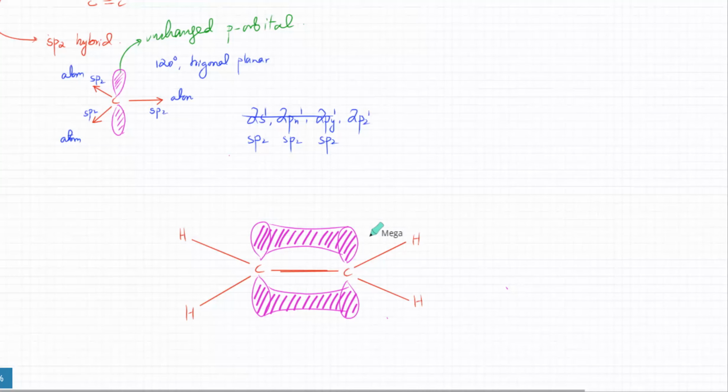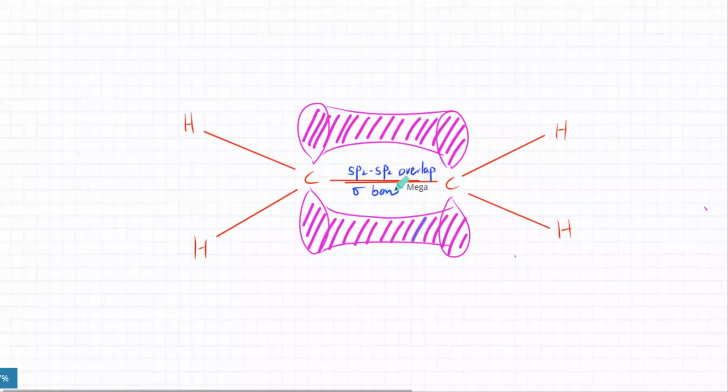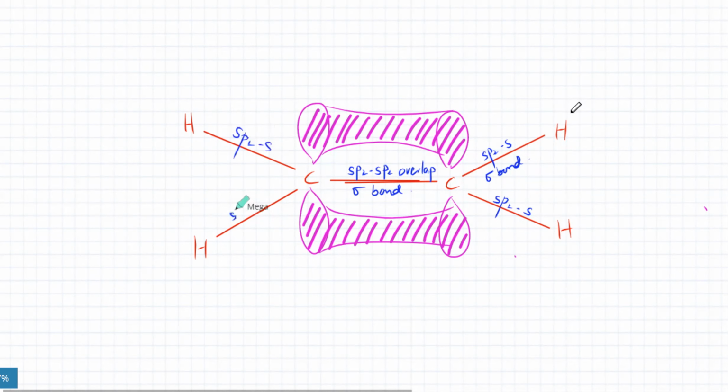So remember one thing, this overlap over here is an sp2 overlap. It's a normal sigma bond. So this one over here is your normal sigma bond. Or the other one is this one over here. Hydrogen has an s orbital, so it's an sp2 orbital of carbon overlapping with an s orbital. So this is again a sigma bond. But you should know how that sigma bond is formed. So all of these sigma bonds are sp2 orbitals of carbon overlapping with the s. And this one as well.